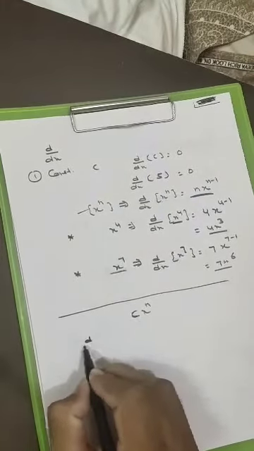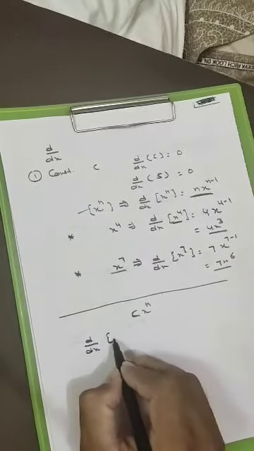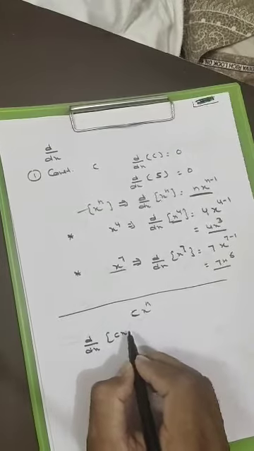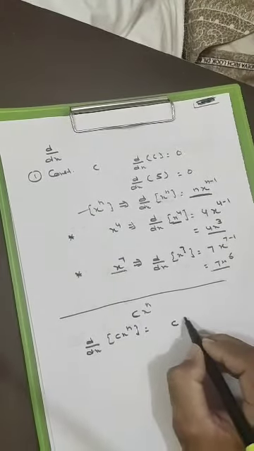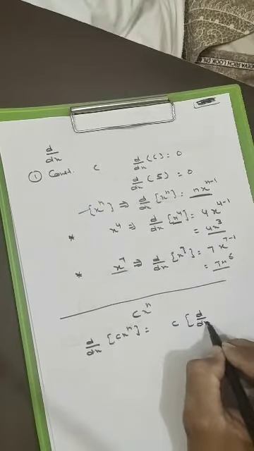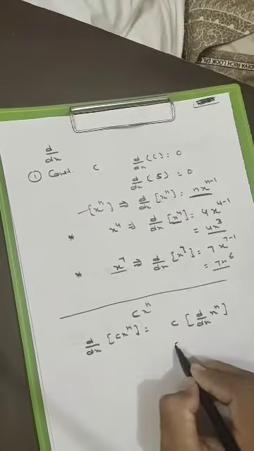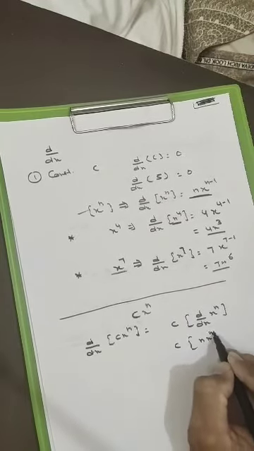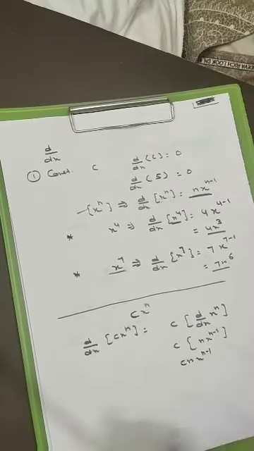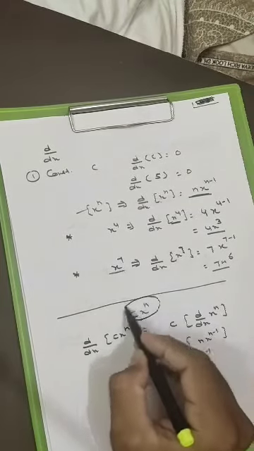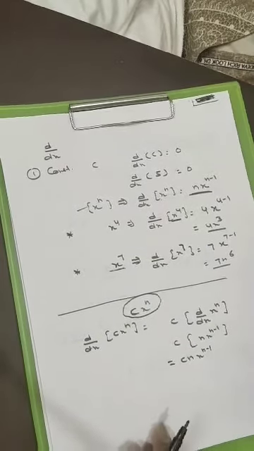So for the differentiation d by dx of c x raised to power n, bring this constant outside and repeat the same as it is: c n x raised to power n minus 1. So differentiation of c x raised to power n is equal to c n x raised to power n minus 1.